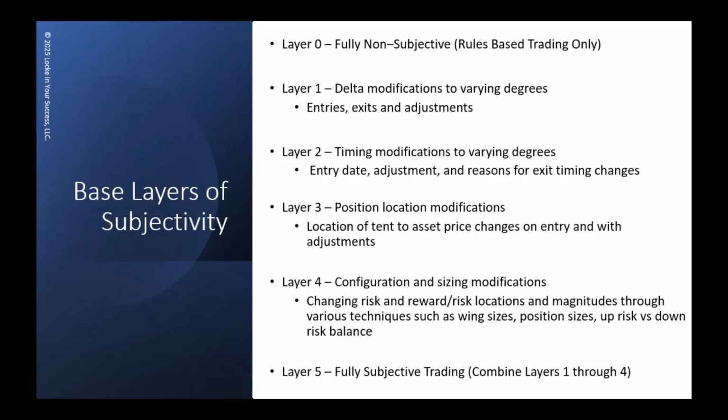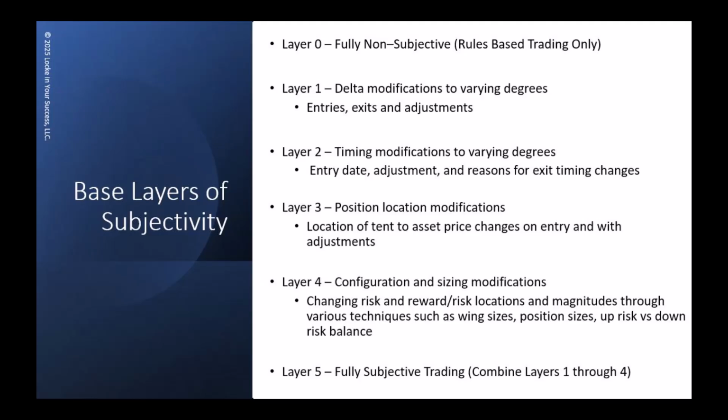There's no changes. Layer 1 is when we start to make delta modifications, and those delta modifications could be to varying degrees with your entries, your exits, and your adjustments. So for example, maybe I'm a little bit bearish, and if I enter a standard M3.4U by the guidelines, I'm positive, you know, 3/4 of my maximum positive limit. Well, if I'm thinking the market's likely to go down, then I might say, oh, well, maybe I'll enter it at my maximum negative limit. Maybe I'll exit minus 1.5 instead of the positive 3, right?